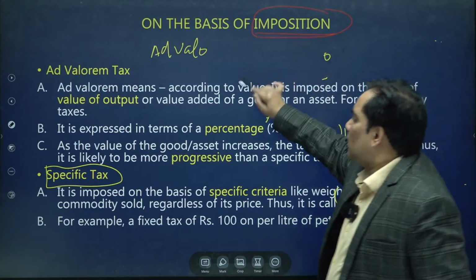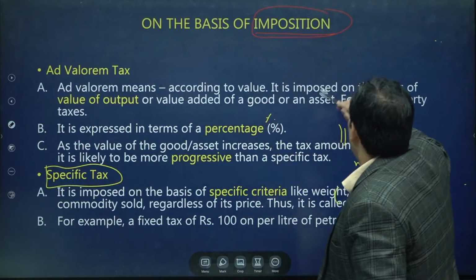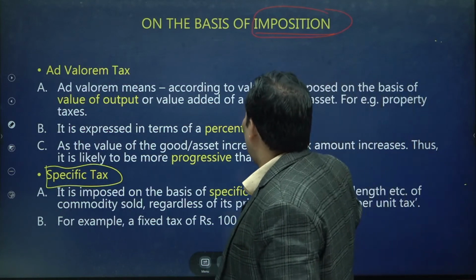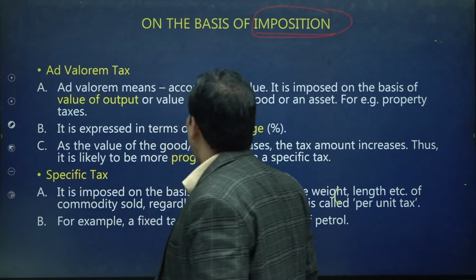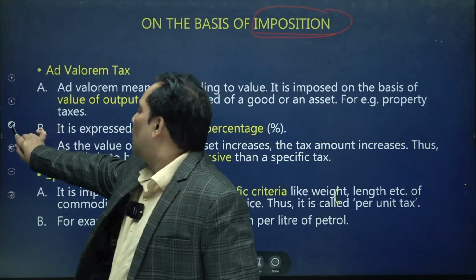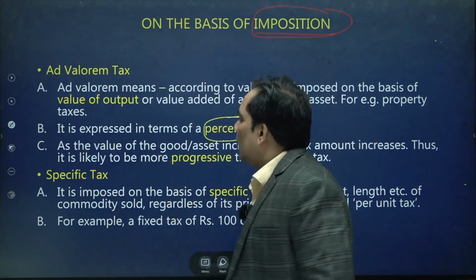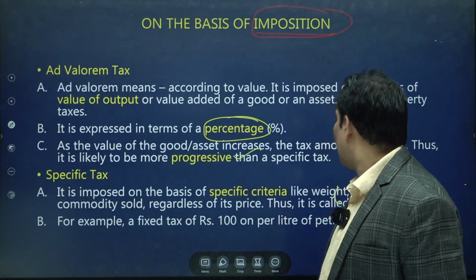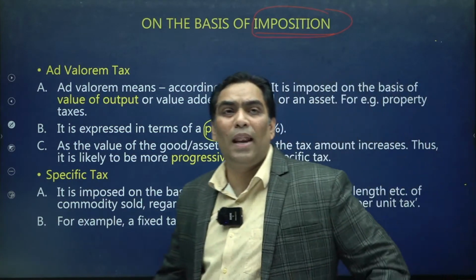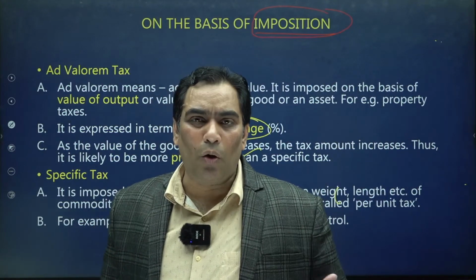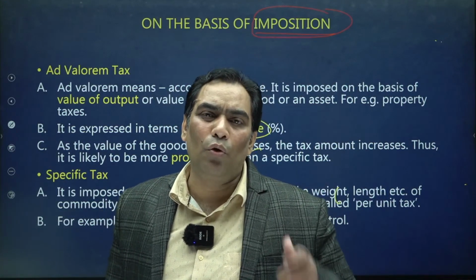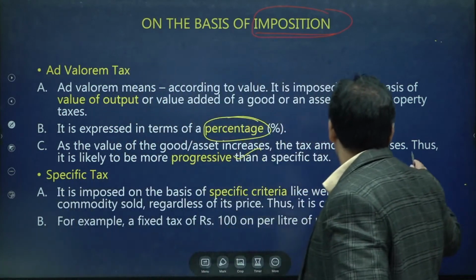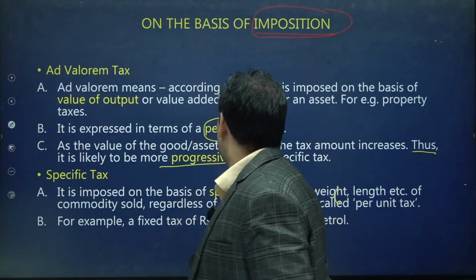Now, this ad valorem tax is expressed in the form of percentage. In the case of India we have five tax slabs for GST. It is generally expressed in percentage, and it is progressive in nature, because as the value of goods and services increases, the tax revenue also increases.